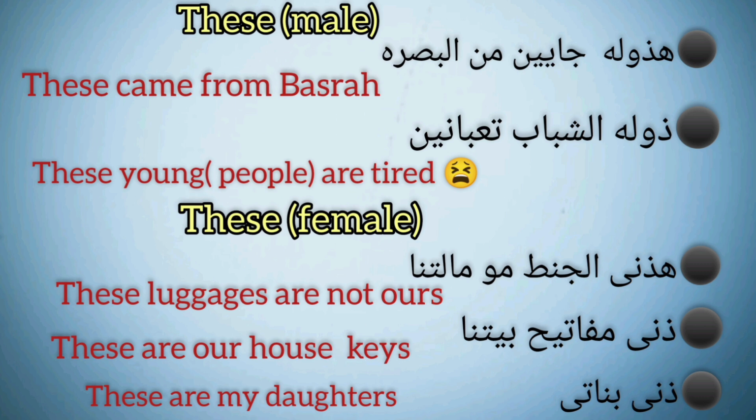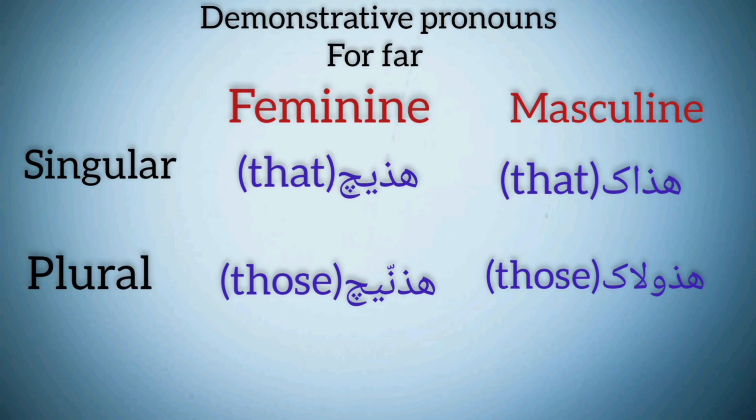Or ذني مفاتيح بيتنا. These are our house keys. And the last one, ذني بناتي. These are my daughters. But now we're going to have demonstrative pronouns for far.